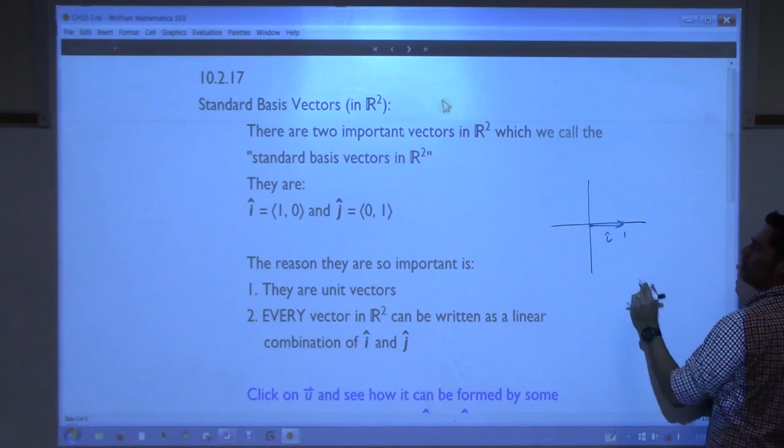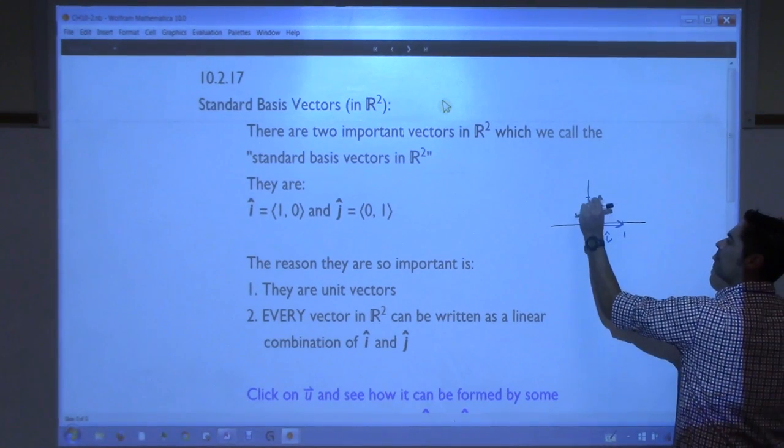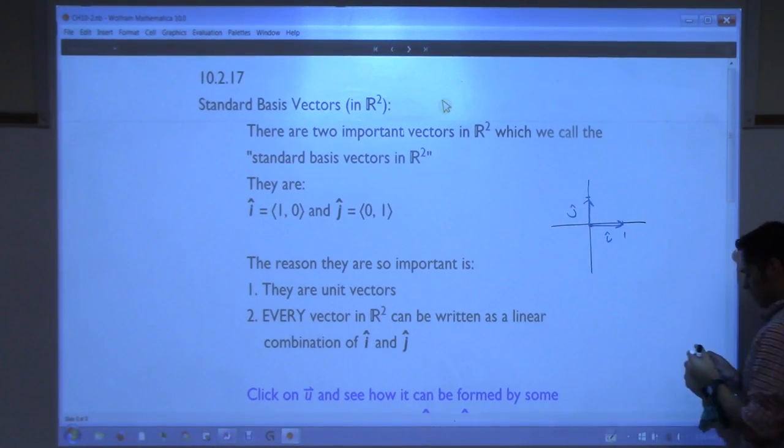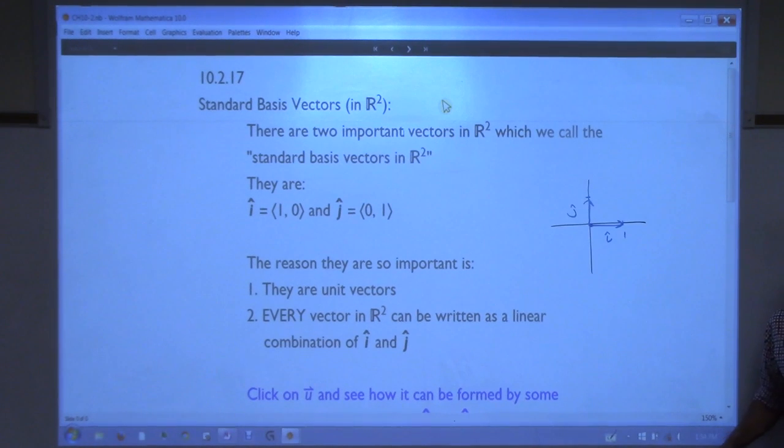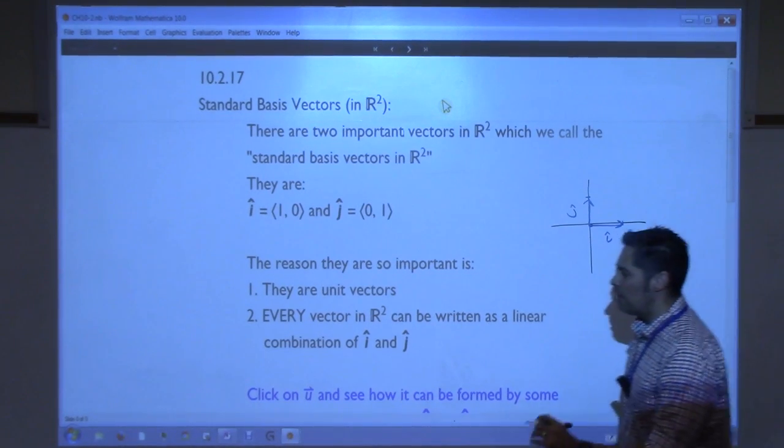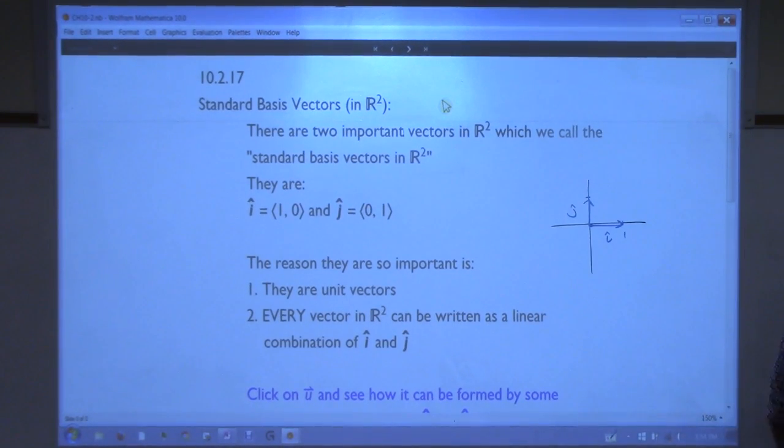Now that's 1 right there. And then j hat, that one. How many of you have seen or heard of i hat, j hat? Yeah, physics, right? All they are are vectors, okay? They're just important. They're very special. Now let me show you why they're special with an animation.